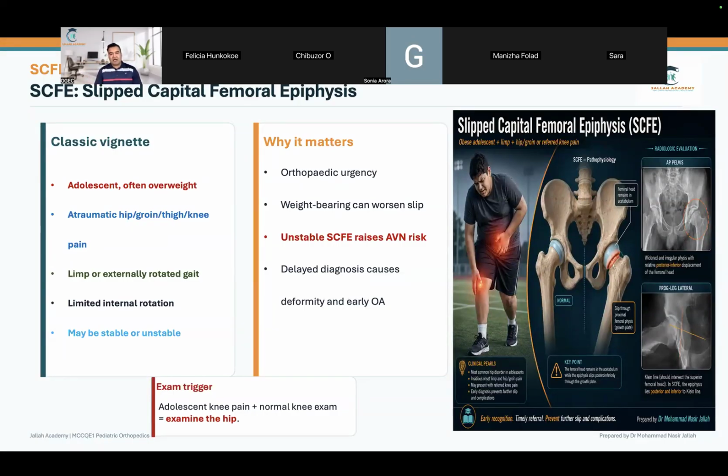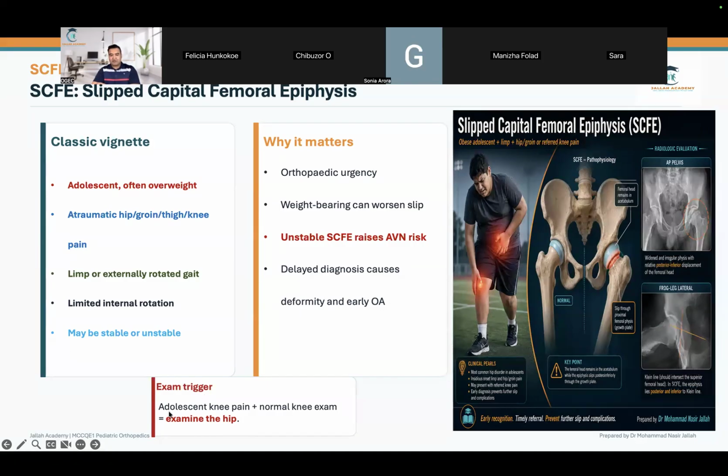It may be stable or unstable. Why does it matter? Orthopedic surgery, because this is an emergency and you have to do the surgery. Weight bearing can worsen the slip. So the first thing you need to do is ask the patient not to walk: non-weight bearing, plus orthopedic or specialist involvement. If it becomes unstable, the chance of avascular necrosis is very high. Delayed diagnosis causes deformity and early osteoarthritis.